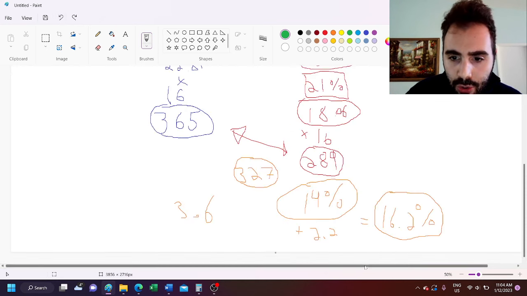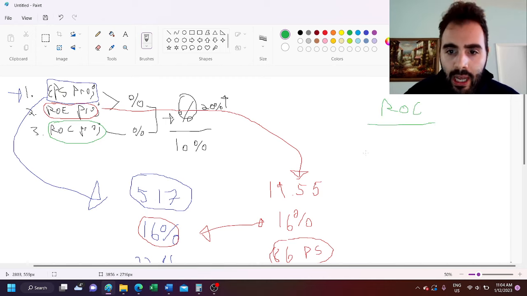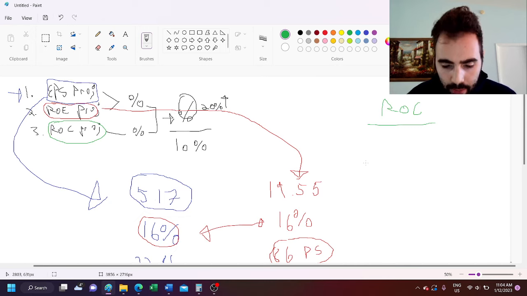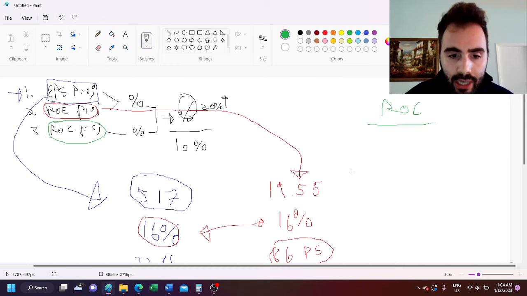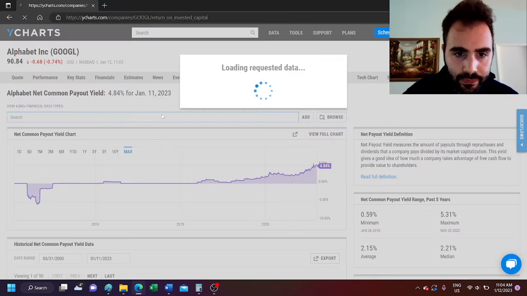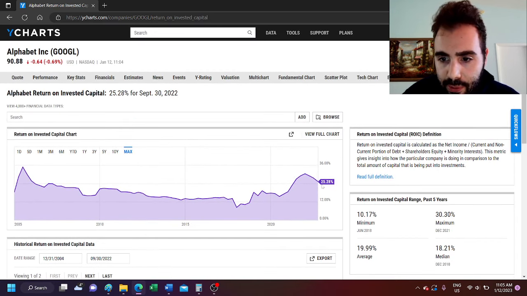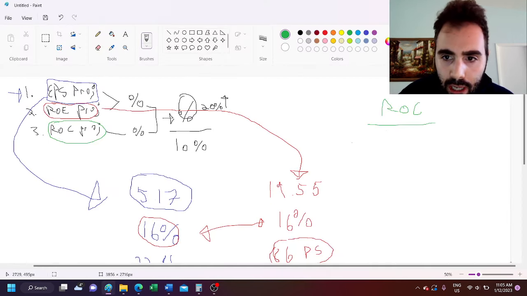So now we're on to our third and final model, which is our return on capital projection model. What we're going to do using this model is look at what Google's able to reinvest and what rate of return it's able to get on its reinvested dollars. So in order to do this, we have to take Google's return on invested capital. It's about 25%, but if we use the average over the last 5 years, we can say that Google returns on its capital about 20% per year.